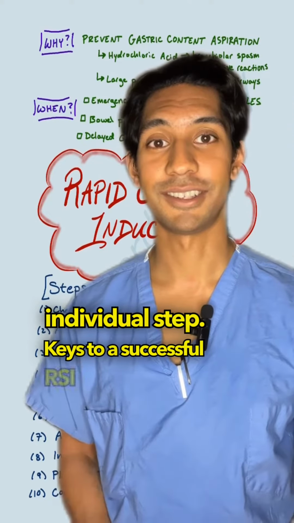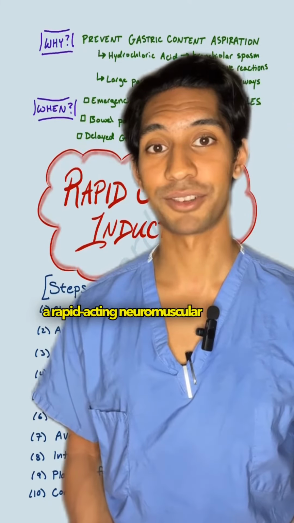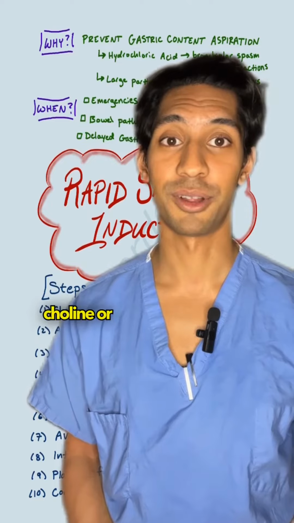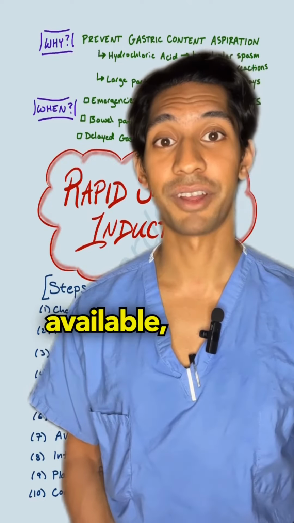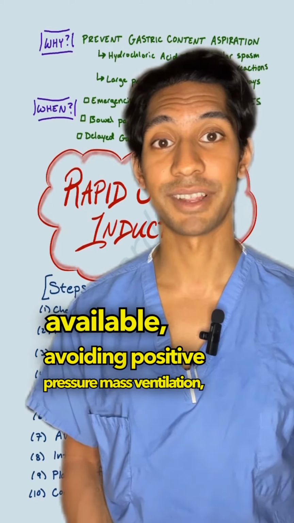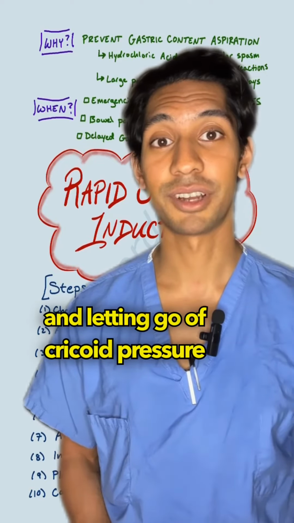Keys to a successful RSI include using a rapid-acting neuromuscular blocking agent, so that's succinylcholine or double-dose rocuronium, having suction readily available, avoiding positive pressure mask ventilation, and letting go of cricoid pressure if it hurts your view.